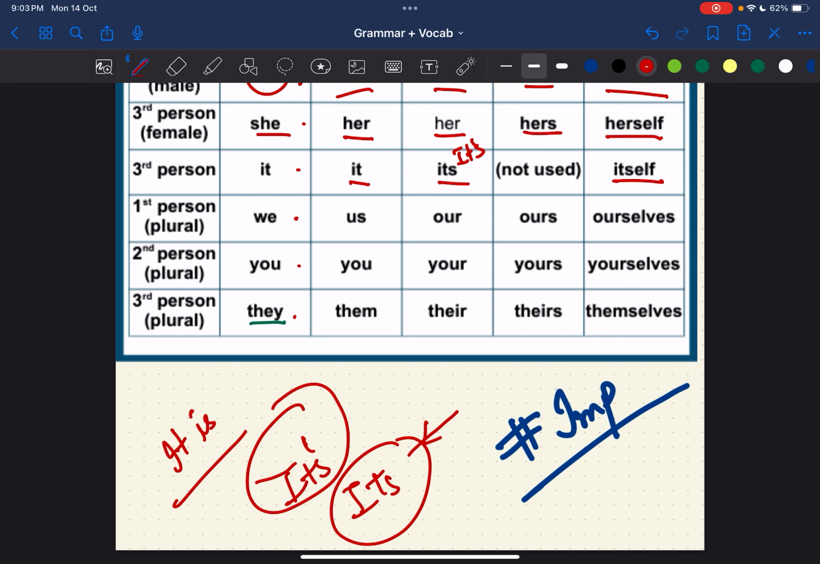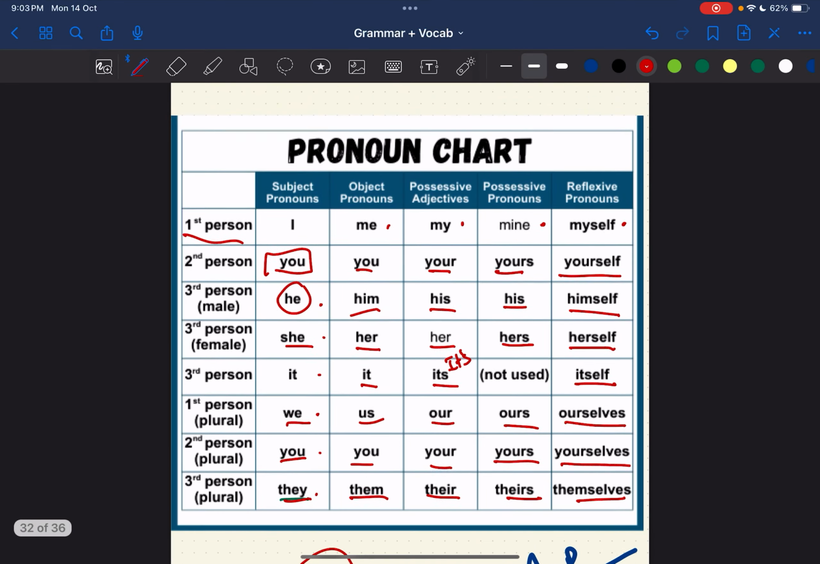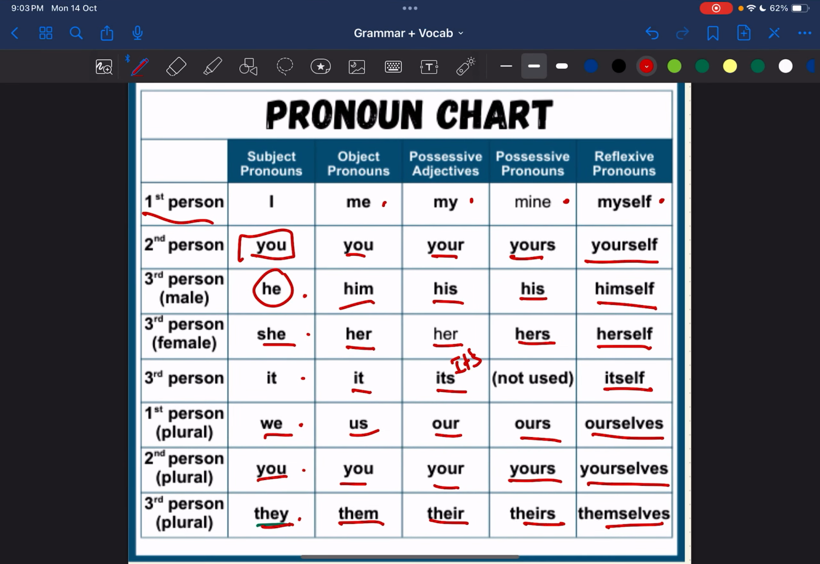Coming back to this, we have we, us, our, ours, ourselves. You, your, yours, yourself. They, them, their, theirs, themselves. You can very well take a screenshot of it because this is something very important. If you learn this table, it becomes easy for you to recall certain things, right? You can very easily take a screenshot of it.